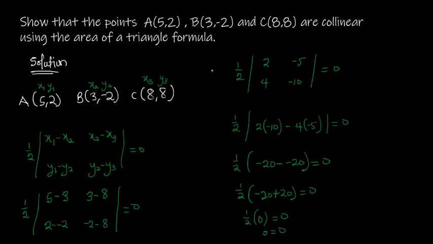Alright, so because the area of the triangle after calculating is equal to 0, we can therefore conclude that the points A with the coordinate 5, 2, B with the coordinate 3, -2, and C with the coordinate 8, 8 are collinear points since the area of the triangle is equal to 0. So thank you so much for watching. This is how we calculate the collinear points to find whether 2 or more points are collinear using the area of a triangle formula.